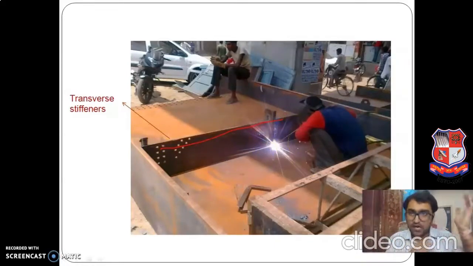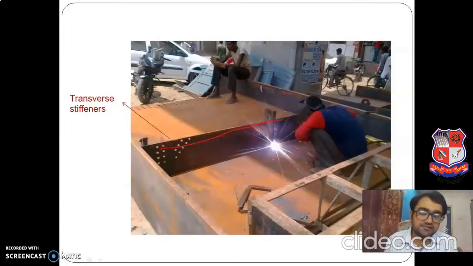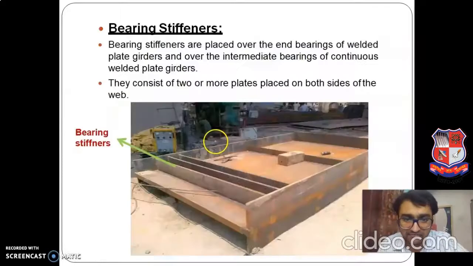You understand how to provide them and how to do it like this, because civil engineering is about practical exposure. In a later slide you will see it in some software too, the design of plate girder software. So this is the transverse stiffener.